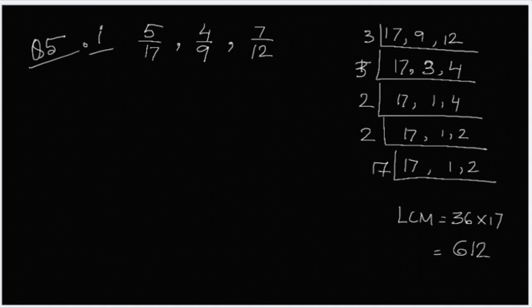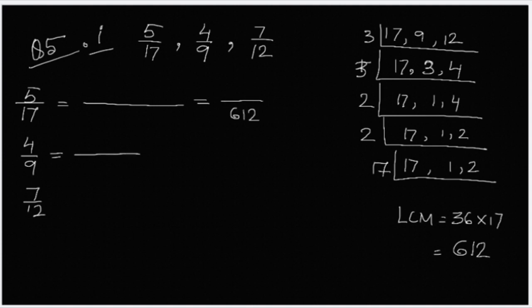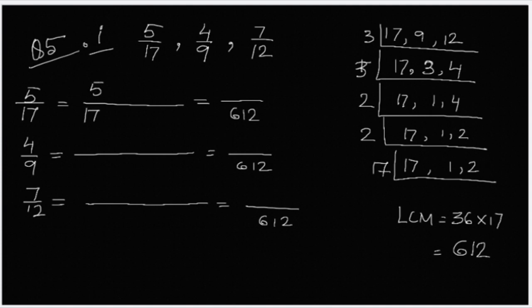Now we have to convert each one of these fractions into like fractions, 4 by 9 and 7 by 12. So if all of them we have to write it in this way, the denominator has to become 612. Now let me write the numerator and denominator in all the cases.